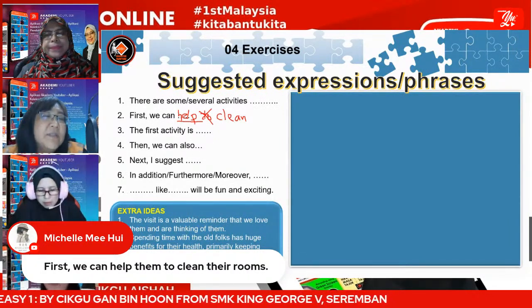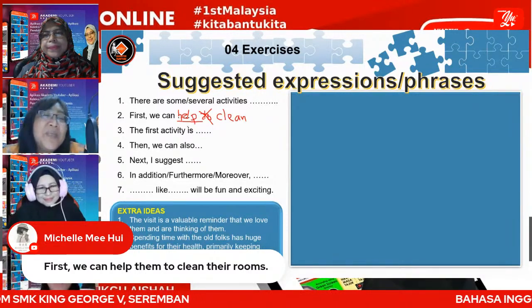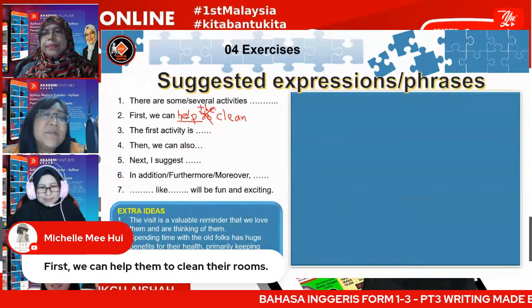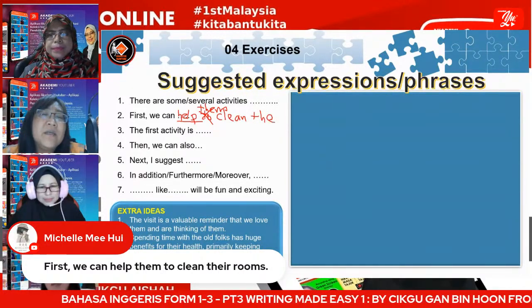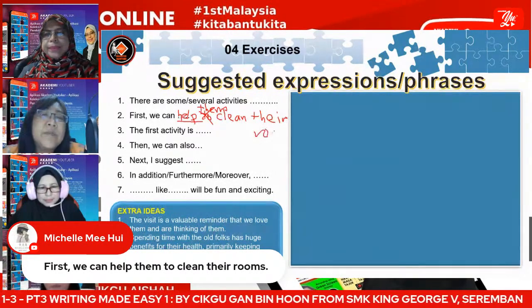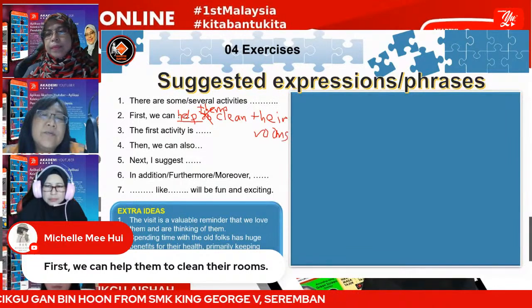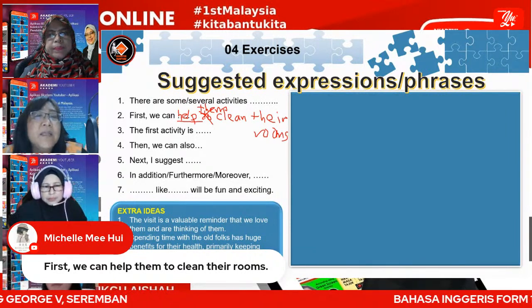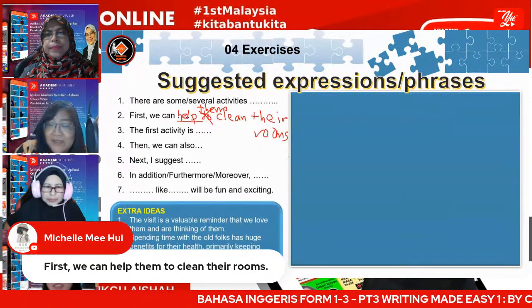So if your structure, I lost my pen again. Let me help. First, we can help them. Okay, help them. So remember, you write them, clean their rooms. Try not to use help to. There is no to there actually. You can write room as a single one or rooms as plural. So you can say, first, we can help them clean their rooms. Okay, good. Good attempt. Now let's look at the examples.